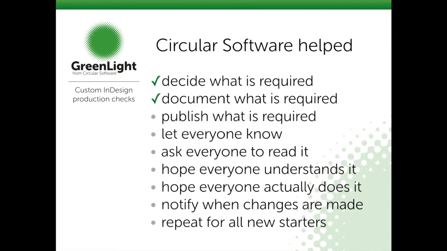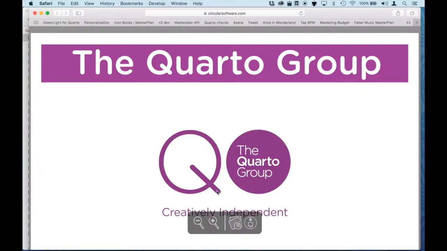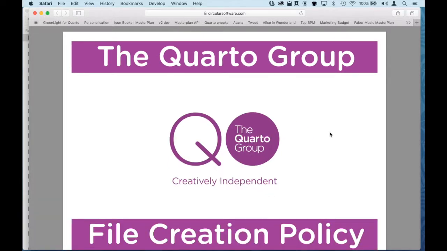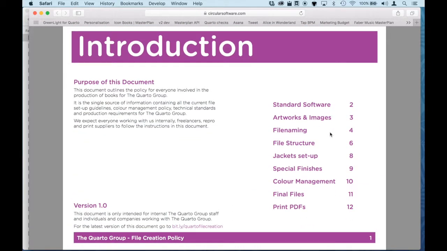So we've started, and Circular Software has helped Quarto decide what is required and to document what is required. So let's have a look at that. This document is available publicly online at this web address. Let's go and have a look at it online actually. And it's good that it's online, because an online resource like this is, of course you can print it out or download it and save it somewhere, but if you do go to this online place, then it's the very latest information, isn't it? So as things change, as they inevitably will, we have this central location where people can come for the latest information.